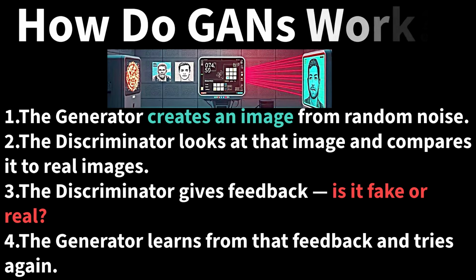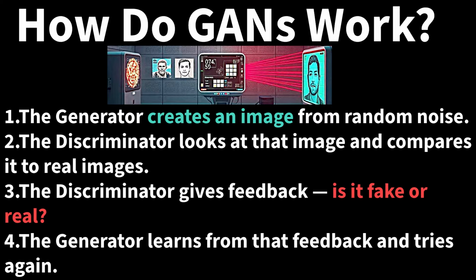How do GANs work? Let's break it down. Two neural networks, one goal: realism. The first step is the generator creates an image from random noise. As a second step, the discriminator looks at that image and compares it to real images. As a third step, the discriminator gives feedback. Is it fake or real? As a final step, the generator learns from that feedback and tries again. This loop continues, improving both sides like a forger and a detective sharpening each other's skills.